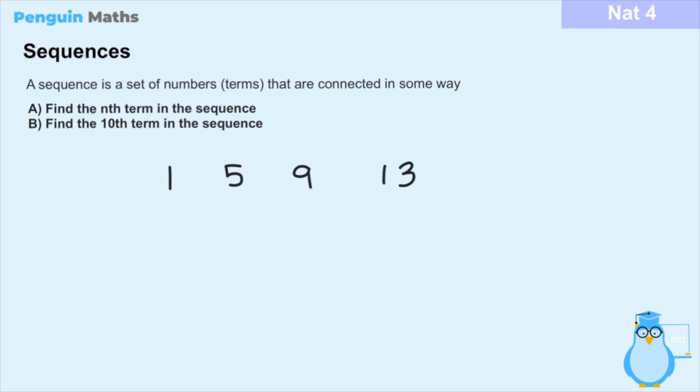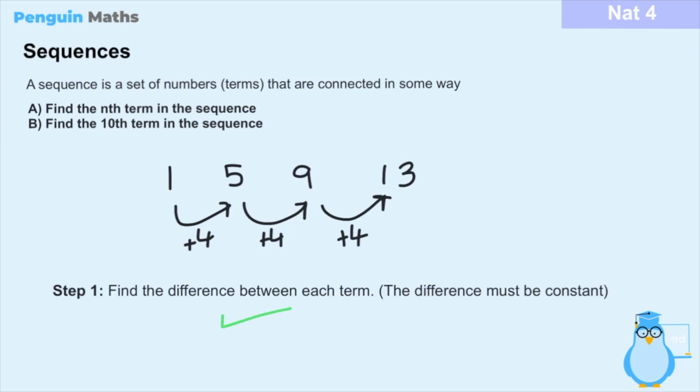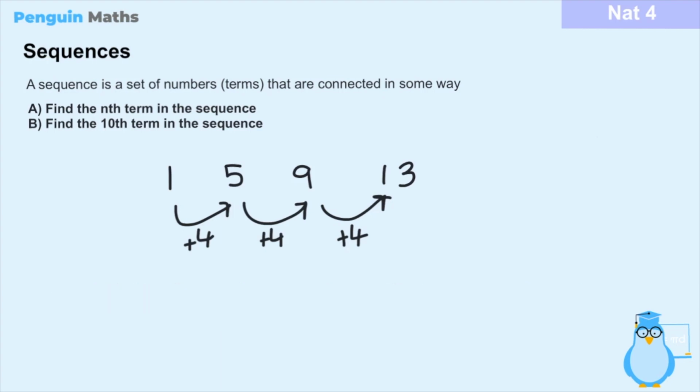So step number 1 to finding an equation, we have to find the difference between each of the numbers and make sure that this difference is constant. So we can see that the difference between 5 and 1 is plus 4, 5 and 9 is 4, and 9 and 13 is also 4. So that means step 1 is complete. And then now I'm just going to label each term by the order they appear. So this is the first term, the second, the third, and then the fourth term.